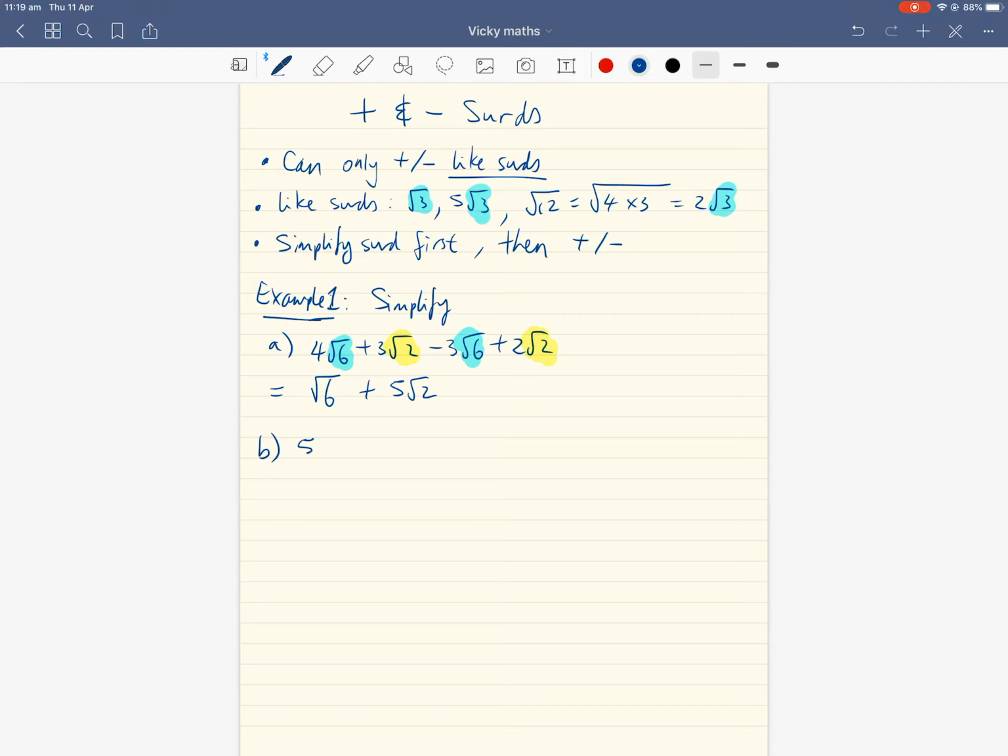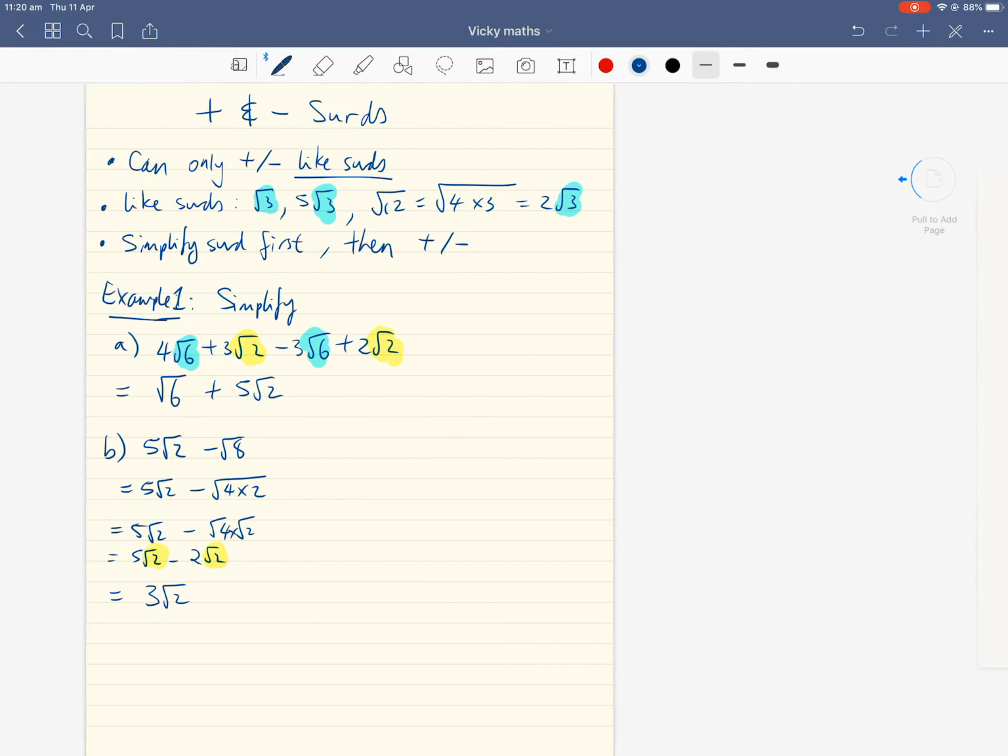B, 5 root 2 minus root 8. Again, first check, can I simplify any surds that I've got? Well, root 2, no, because that's the simplest I can get, but root 8, we can break it down as 4 lots of 2, so that becomes root 4 times root 2. So 5 root 2 minus 2 root 2. Look, they both have a root 2 in it, so they're like surds, so I can add and subtract them. So 5 root 2 minus 2 root 2 gives me 3 root 2.